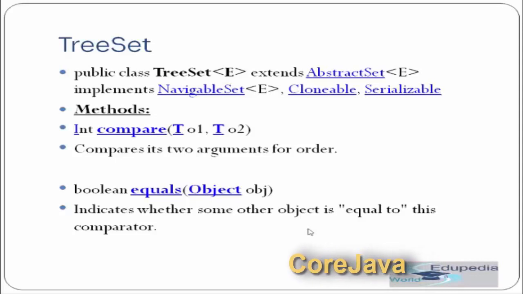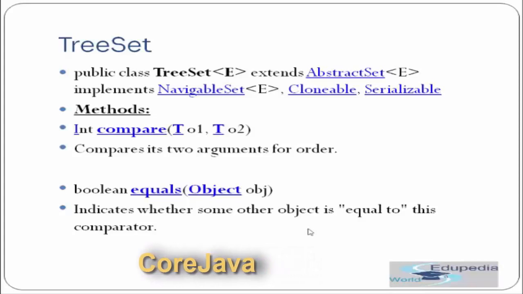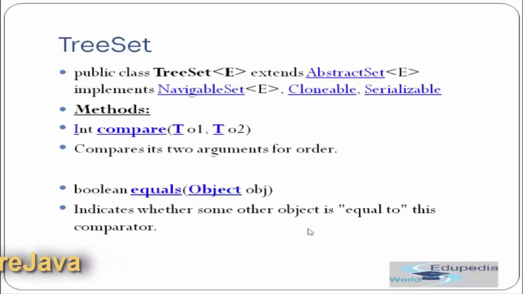Then we have a TreeSet. TreeSet is also a public class which extends AbstractSet and implements NavigableSet, Cloneable, Serializable. So you see it does not implement Set directly, it rather implements NavigableSet, which is an interface that extends the Set interface. Now you see most of the constructors and most of the methods are similar to what we have seen in HashSet and Set.